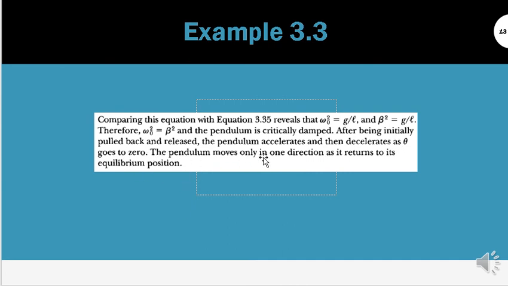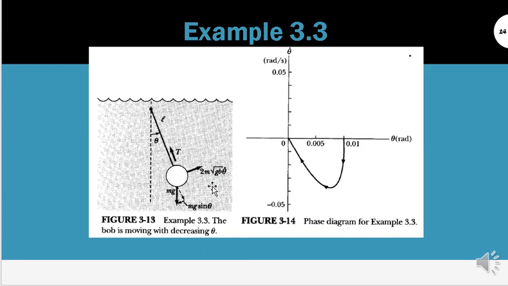The pendulum moves only in one direction as it returns to its equilibrium position, no? So, here's the situation. We have here the pendulum, then we have a magnitude of mg sin theta. This is the component that causes the oscillation. And along here we also have a component of mg cosine of theta. Okay? So, we have here the situation.